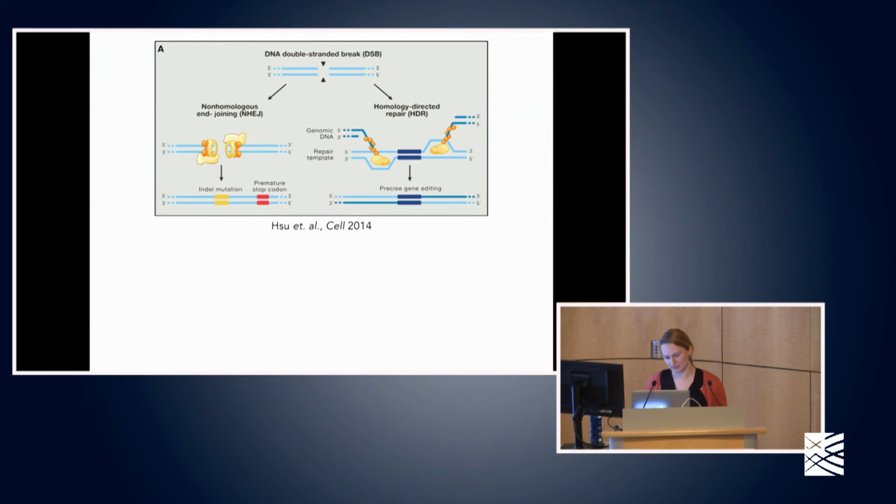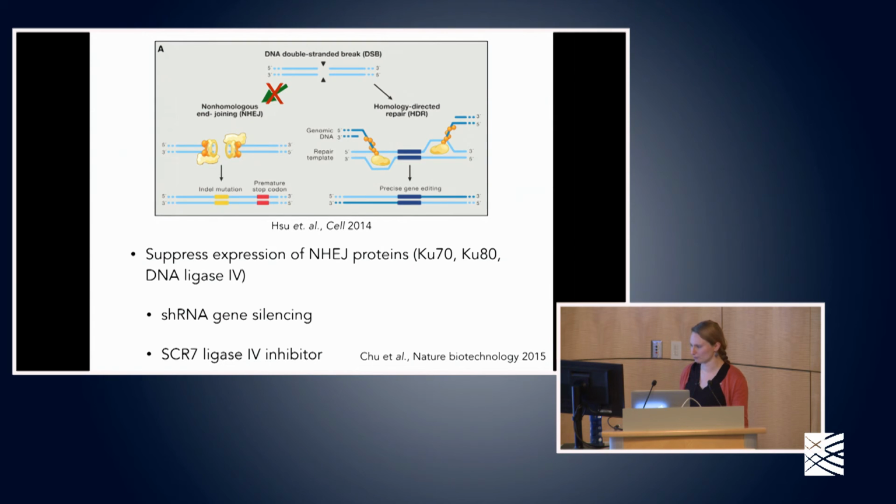So one final thing I'd like to note, here is the picture again, illustrating the two different pathways by which double-strand breaks can be repaired. And again, NHEJ is the preferred way. But if you're trying to do HDR, one way that you can promote it is by blocking NHEJ pathways. Some have been reported in the literature, where you can suppress expression of NHEJ proteins, for example, by shRNA gene silencing. There's also a known ligase 4 inhibitor that can also be used.